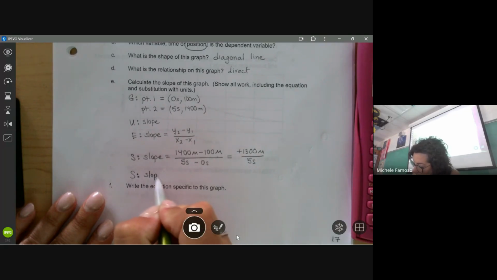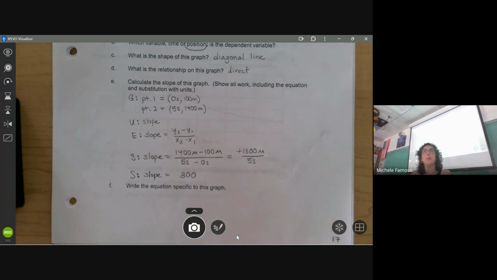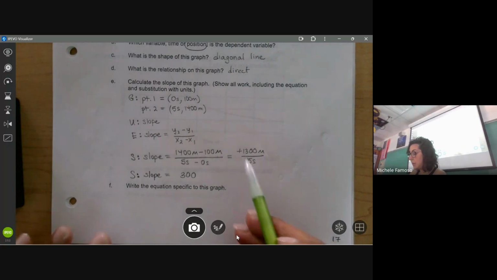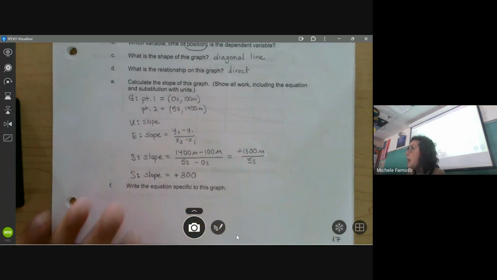Okay, now let me show you how you write your final answer to this. The numerical value is 300. You do have to tell me whether the slope is positive or negative, so I know which way the line slanted. Which way did it go? Up? Is it positive or negative? It's positive. So please make sure you put the positive sign out front.